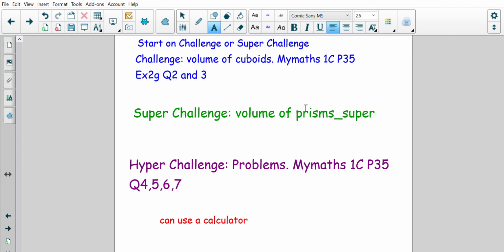The super challenge you'll find on a sheet attached to the assignment or in the email, and again the hyper challenge, you need to go back to your textbook. Make sure you are finding the textbook answers and marking them.